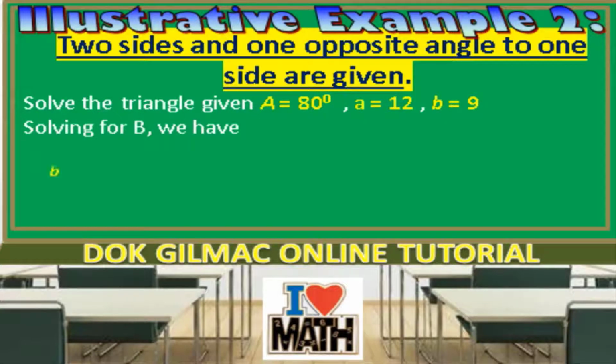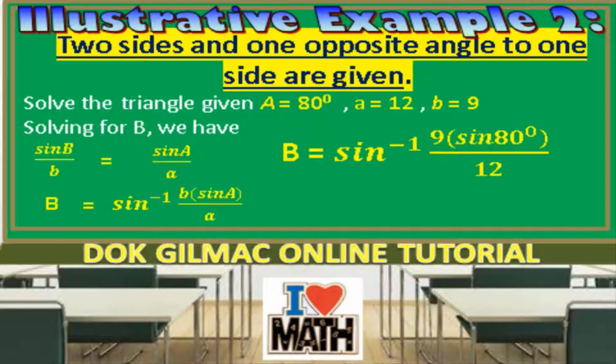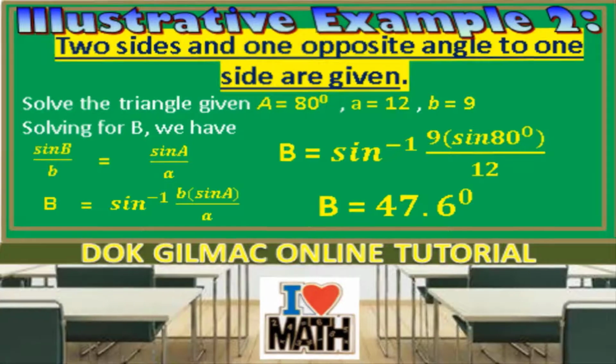Solving for angle B, we have sine B all over b, which is equal to sine A all over a. So from here, we have angle B is equal to the sine inverse of b times sine A all over a. Substituting the given values, we have B is equal to sine inverse of 9 times sine 80 degrees all over 12. Solving this in a scientific calculator, we have angle B is equal to 47.6 degrees.